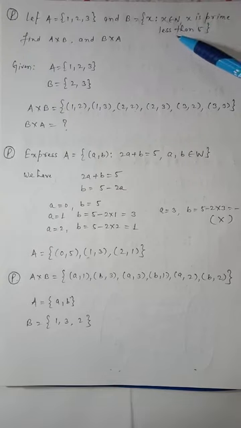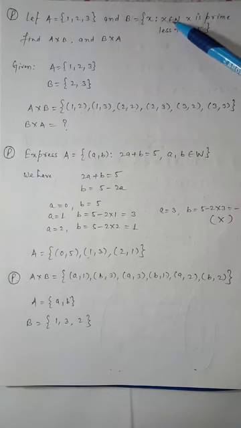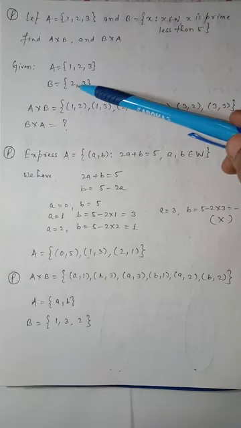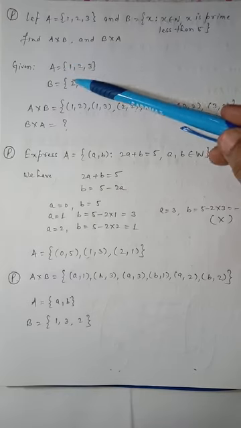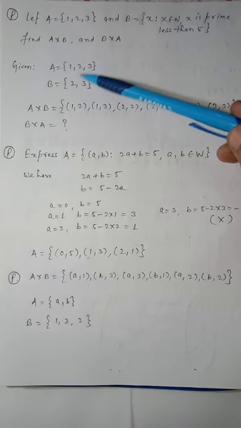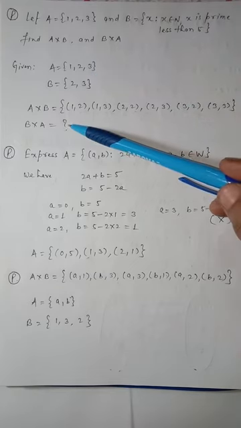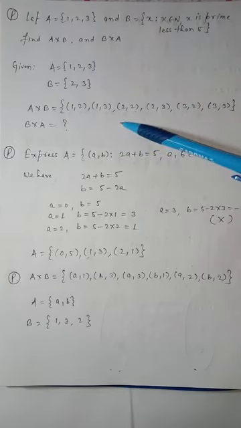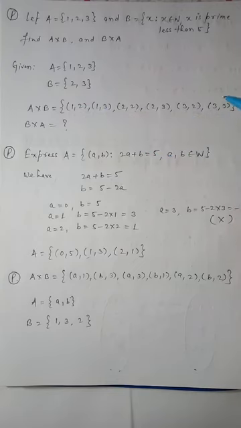So 2 is a prime number and 3 is a prime number. Both are less than 5 and both are natural. So this set B is {2, 3}. Now easily you can write what is A cross B: (1, 2), (1, 3), (2, 2), (2, 3), (3, 2), (3, 3). In the same manner, what will be B cross A? You can easily write it. Just change the sequence of the ordered pairs and you will get B cross A.